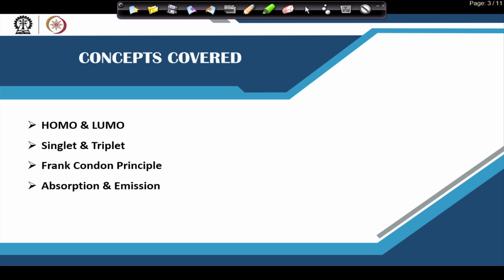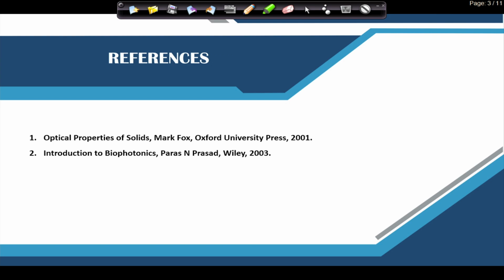So, the concepts covered here are again HOMO and LUMO, singlet and triplet, absorption and emission along with the Franck-Condon principle, and please go through the Optical Properties of Solids book. It is a very interesting book, very nicely written, and you can start from any level to understand it, not very maths intense. So, even medical students or anybody who dislikes maths can simply go through it, understanding the basics of light matter interaction. And as always, Introduction to Biophotonics by Professor Prasad has been my companion throughout.